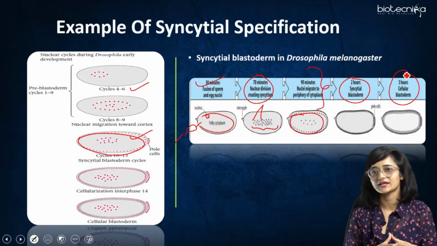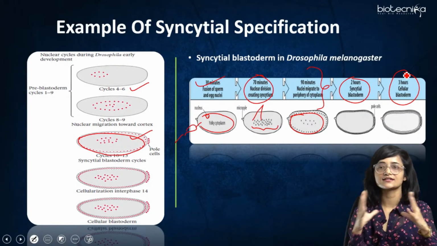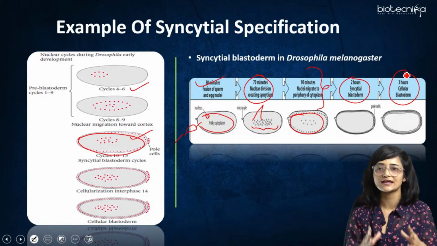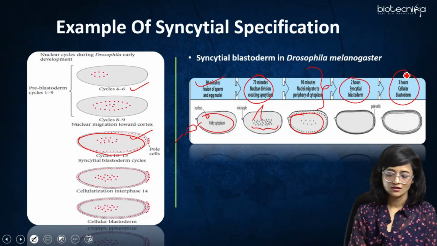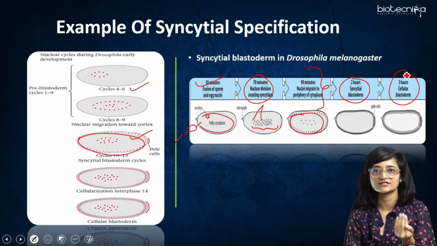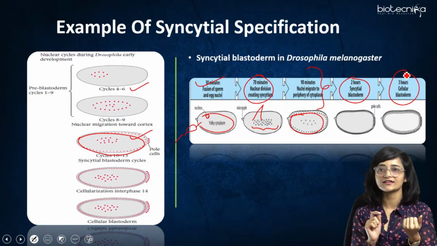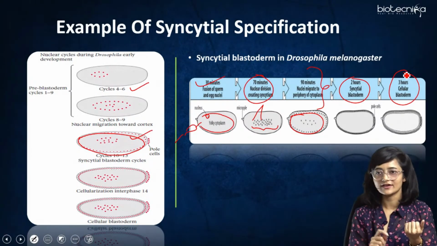After 3 hours, it is seen that cellularization takes place, right? This is the example of syncytial specification in Drosophila. So here also, internal factors are majorly responsible for this type of specification. And here also the potency is greater than or equal to the cell fate.